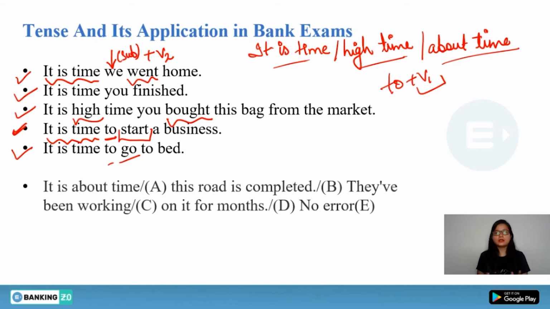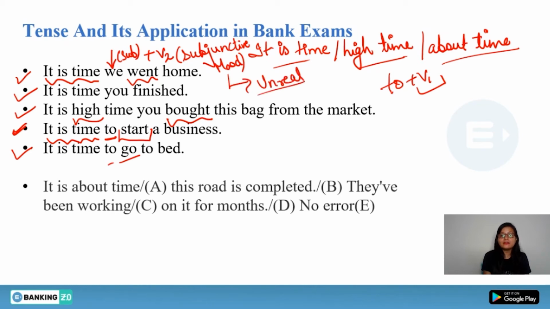Now this is all about the structure, but why do we use this kind of sentence, and what is the meaning of it? Every structure tells you something. Whenever you have it is time and then v2, first of all, understand this is not the past form, this is the subjunctive mood. I would say this is an unreal situation or unreal sentence.